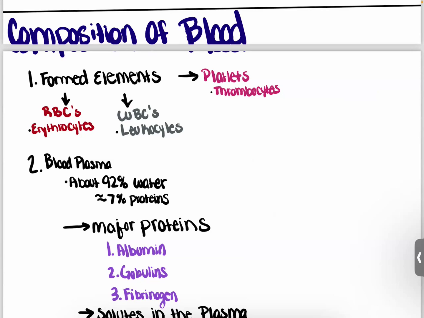Aiding in that waste removal process. White blood cells are also called leukocytes, and they're the body's immune defense in terms of allergy reactions and any sort of foreign disease, illness, bacteria. That will be the leukocytes' jobs. And then, as touched on before, we have the platelets, which are the thrombocytes, which aid in blood clotting or coagulation of the blood.